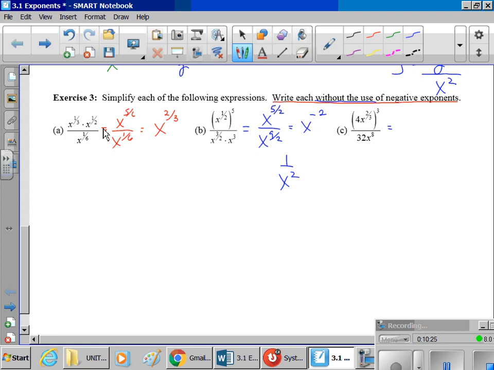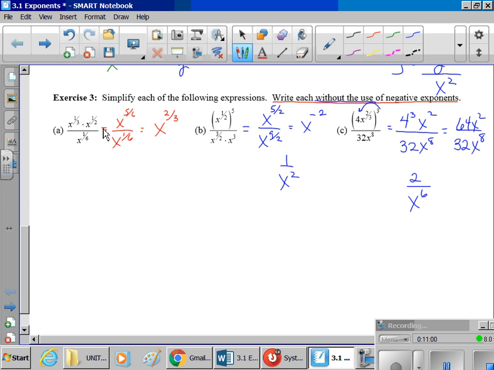Now don't forget that 4, that multiplying that 4 to the third power. So this is the same thing as 4 to the third power times x squared over 32x to the 8th. 4 to the third power is 64. 64x squared over 32x to the 8th means that we're going to keep the 2 in the numerator and the x to the 6 is going to fall into the denominator. Because 8 minus 2, starting at the bottom, 8 minus 2 is 6.